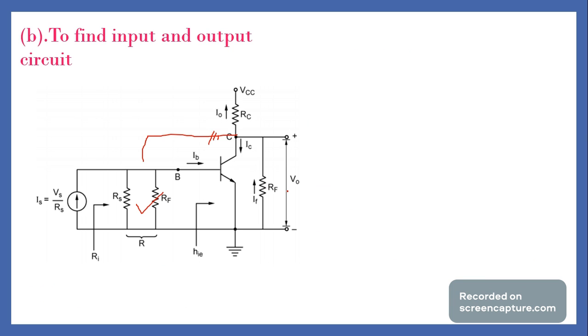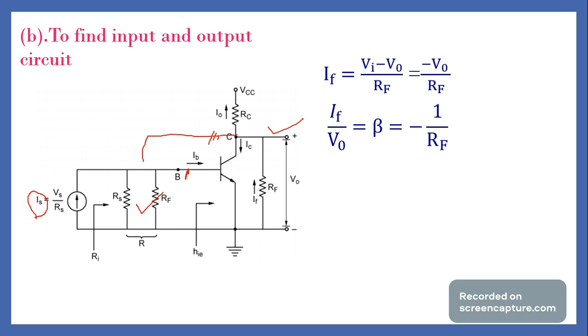Similarly, while considering the output circuit, we have to make the input parameter zero. Here the parameter is current, therefore we take the opposite parameter, that is voltage. So the voltage becomes equal to 0. Voltage being 0 means it is short circuited, that is, this end will be grounded. Therefore the RF resistor will be connected between collector and ground. So this forms the output circuit. This is the overall input and output circuit.